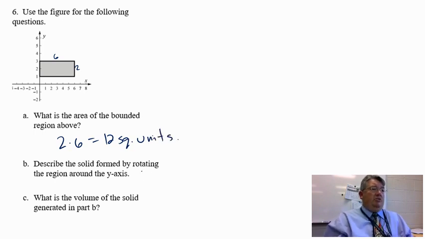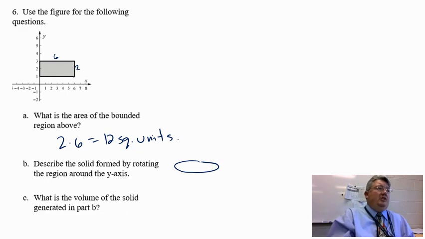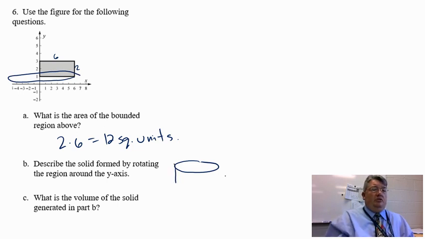Describe the solid by rotating the region around the y-axis. Well, if I rotate around the y-axis, that's rotating it like that, right? That's a cylinder. And I'm going to describe it actually by drawing a picture. That's a cylinder with the radius equal to 6 and the height equal to 2.